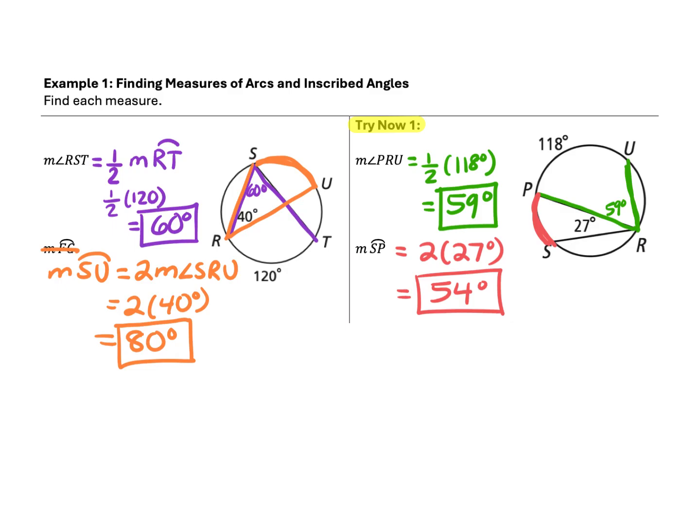Here is your solution for angle PRU. We take 118 and we divide it by 2 to get 59 degrees for the inscribed angle. And then for the arc SP, the arc is going to be twice the measure of the inscribed angle, and 2 times 27 is 54 degrees.